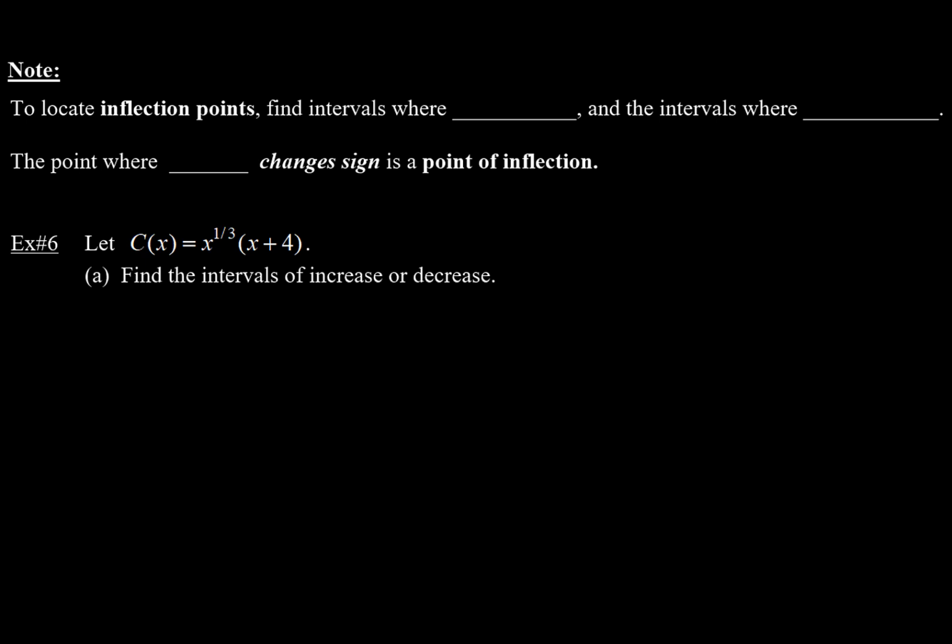So to locate inflection points, find intervals where your second derivative is greater than 0 and the intervals where the second derivative is smaller than 0. So where it's positive and where it's negative. The point where that second derivative changes sign is the point of inflection. So the point where it goes from concave down to concave up is the point of inflection. And they don't always look like that. They have quite a few different looks.